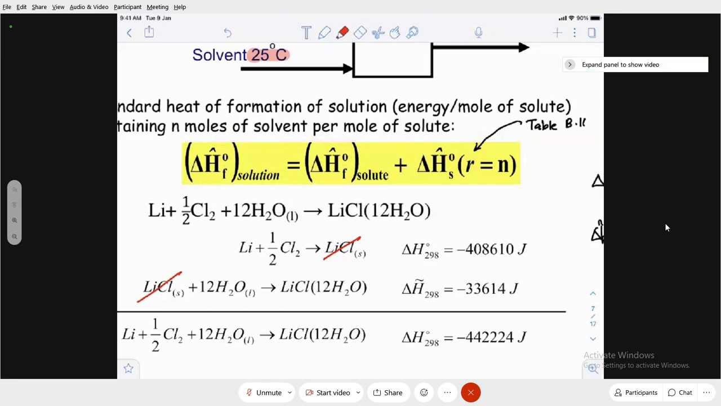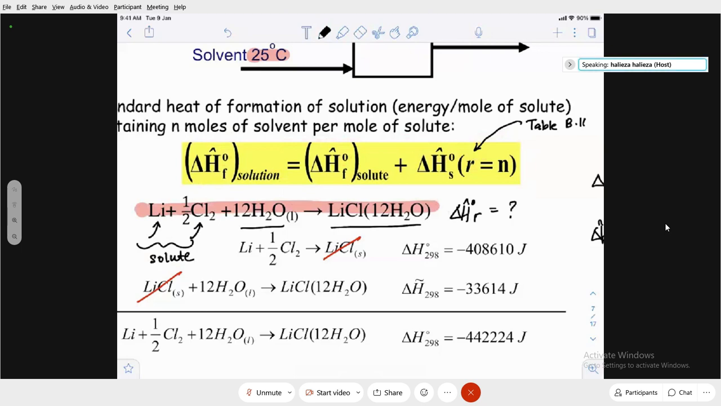So in this example, you have this reaction. This is your element. That's your element. That means you're going to form solute here. Once you form solute, then you mix it with water. Then you get your solution. So what is the heat of reaction for this example?